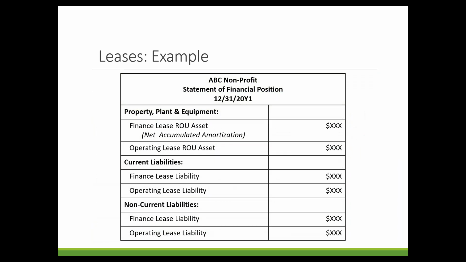And now just to give you a little more detailed look of what this looks like on your statement of financial position, usually in your PP&E section, you're going to have your finance lease ROU assets separate from your operating lease ROU assets. And same in the liability section, your current liabilities will have a separate line for finance lease liabilities and operating lease liabilities. And then your non-current liabilities will be split the same way, where you're splitting out your finance lease liabilities and your operating lease liabilities.